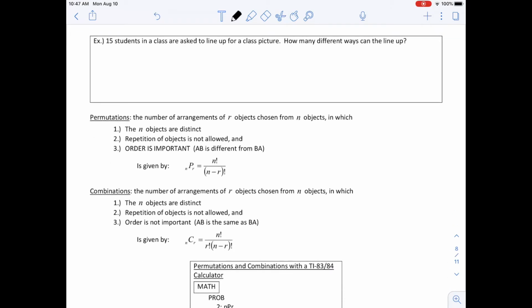So the next example says 15 students in a class are asked to line up for a class picture. How many different ways can they line up? So we have a total of 15 students here, and I will make some dashes. For the first student who can line up, there's only one student that we're going to select, however I could select a total of 15 different kids to go first. Then we'll say Jimmy's already standing up there. How many students could stand up next? We already have Jimmy standing up above, so now I have 14 different students that I can select from.